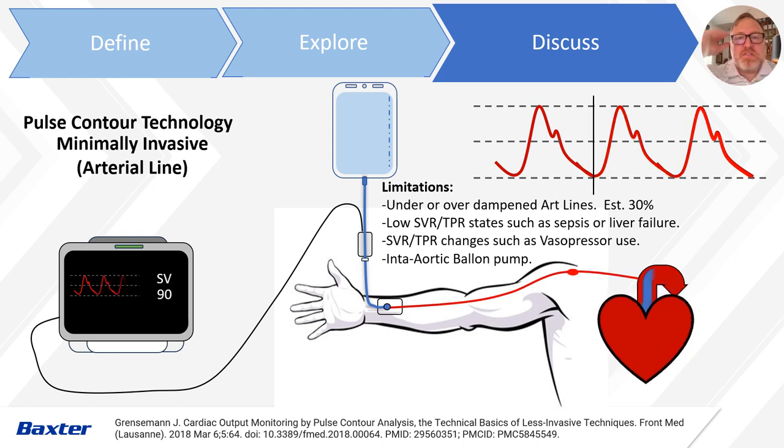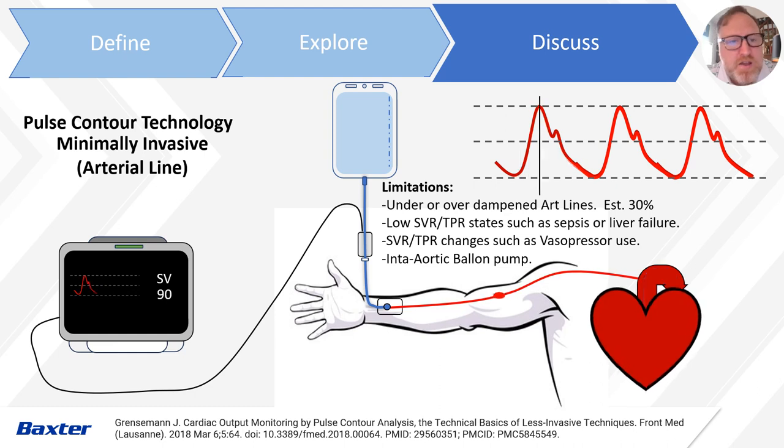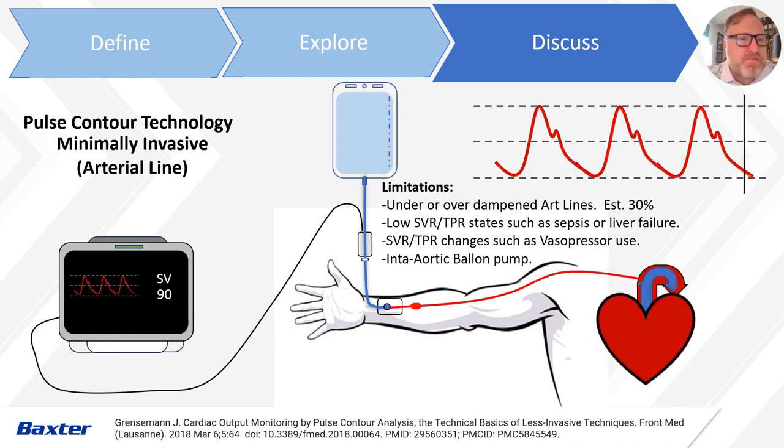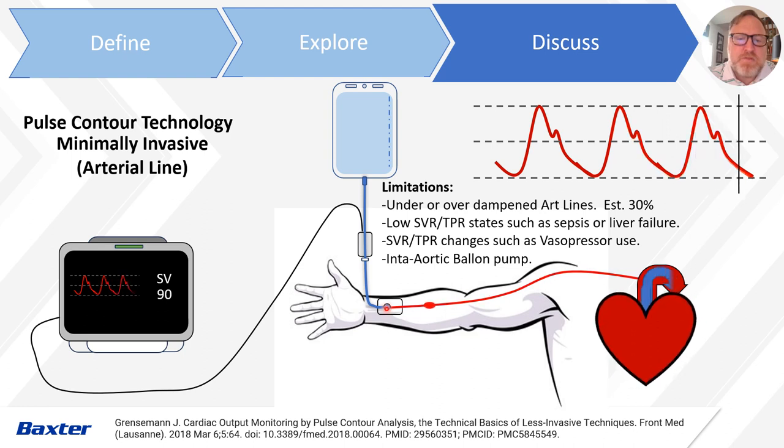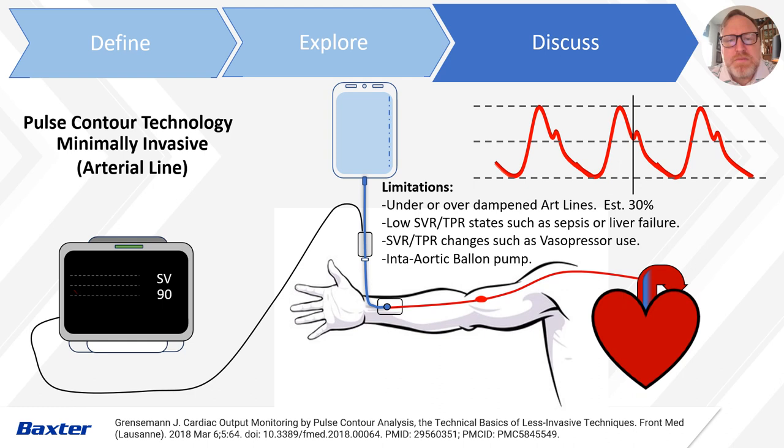All right, so let's discuss some of the technologies here. So pulse contour technology is very, very popular. It's minimally invasive. It does involve an art line, especially with some technologies. One thing that it really does is, as I have a heartbeat that's coming down to my wrist and that pulse comes all the way down, I have a transducer on my art line that actually gives information to my device. So there are some limitations with pulse contour technology.